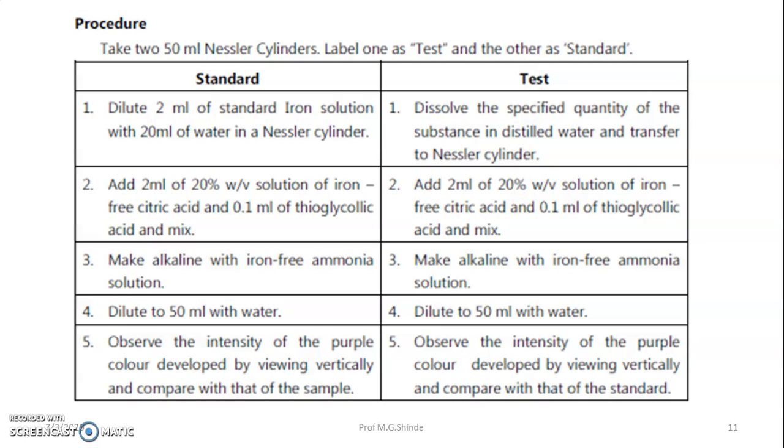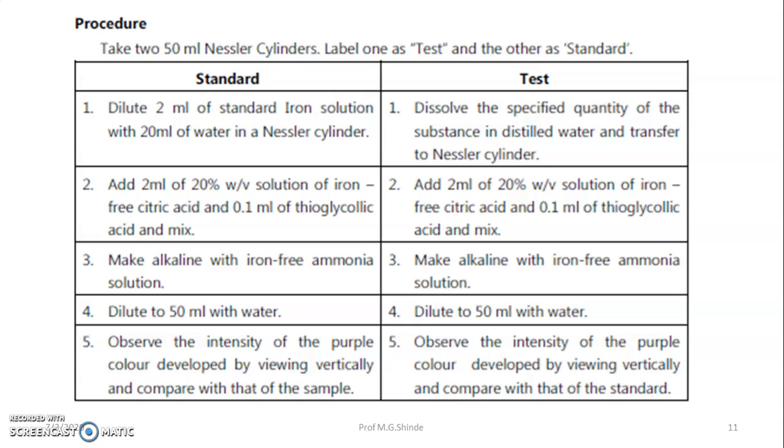Now, in both cylinders, we have to add 2 ml of 20% weight by volume solution of iron-free citric acid and 0.1 ml of thioglycolic acid and mix them thoroughly. Now we have to make both the solutions alkaline with iron-free ammonia solution. We have to take care that the ammonia is free from iron. Now dilute both solutions to the 50 ml mark with the help of distilled water, allow them to stand, and observe the intensity of the purple color developed in the test sample, which is compared with the standard.